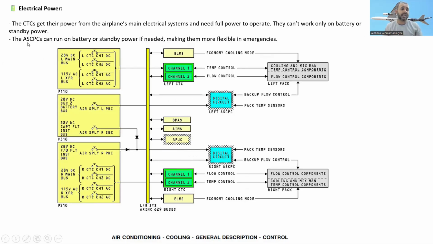The air supply cabin pressure controllers can run on battery or standby power if needed. Remember, cabin temperature controllers cannot run on battery or backup electrical power. They need full power. But the air supply cabin pressure controllers can run on battery or standby power if needed, making them more flexible for emergencies. So in an emergency, the air supply cabin pressure controller can work.